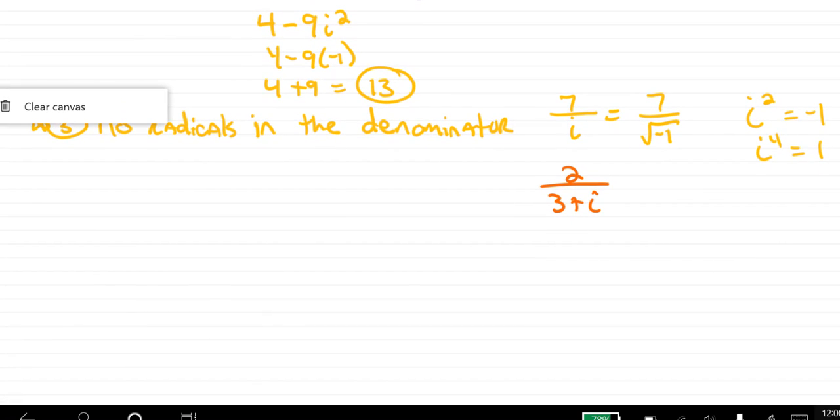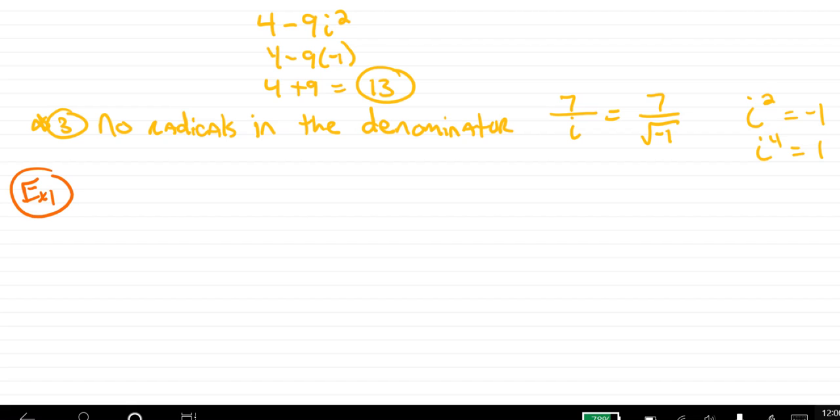So let me start with this as our first example. So let's do that example I just wrote. Example 1: 2 over, I don't remember what I said, I'm just making up something else, 3 plus i. So if we take this as our first example, again, we can have no radicals in the denominator. That's the issue. So in this case, the way we're going to get rid of the radical in the denominator is to multiply by the conjugate.